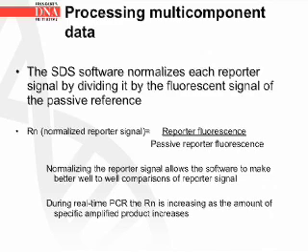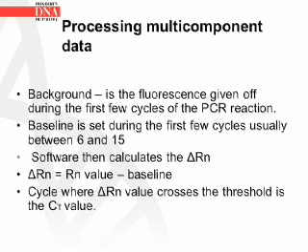The SDS software normalizes each reporter signal by dividing it by the fluorescence signal of the passive reference, which is the ROX dye. The Rn, which stands for normalized reporter signal, is equal to the reporter fluorescence divided by the passive reference fluorescence. Normalizing the reporter signal allows the software to make better well-to-well comparisons of reporter signals. During real-time PCR, the Rn is increasing as the amount of specific amplified product increases.